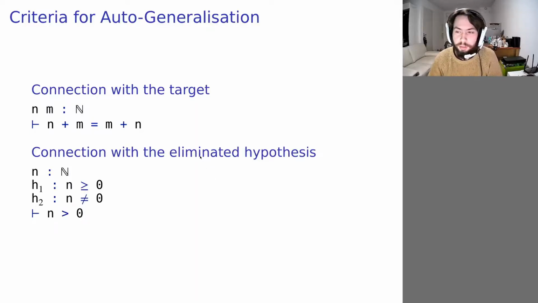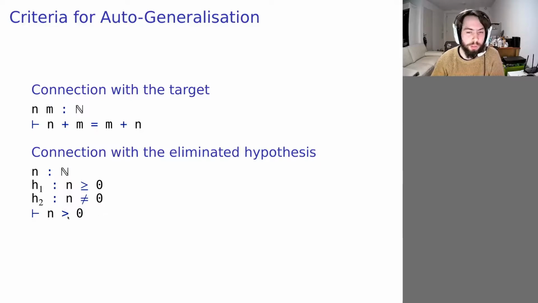And the other connection is a tiny bit more subtle. This is a connection with the hypothesis that is to be eliminated. So here's another example where we have this n greater than or equal, and here we assume that the greater than or equal is defined as an inductive data type. You can also define it in other ways, of course. But you can also define it as an inductive data type, and in this case we can perform induction on this statement over here. And now we have this hypothesis H2, and the question is, should we generalize or not?